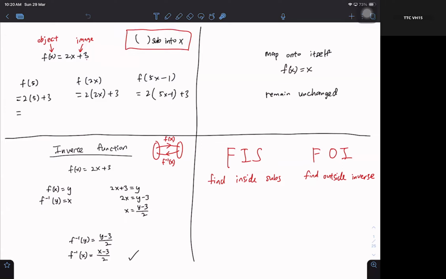Okay, next is this one. This one you just remember. Map onto itself is f(x) equals x. Sometimes they call it remain unchanged.